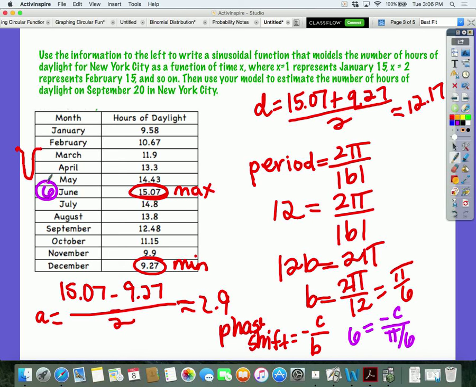Negative 36 over pi? You guys got negative 36 over pi? Is that right? Negative 36 over pi. Is that what you guys got? So c is going to be negative 36 over pi.